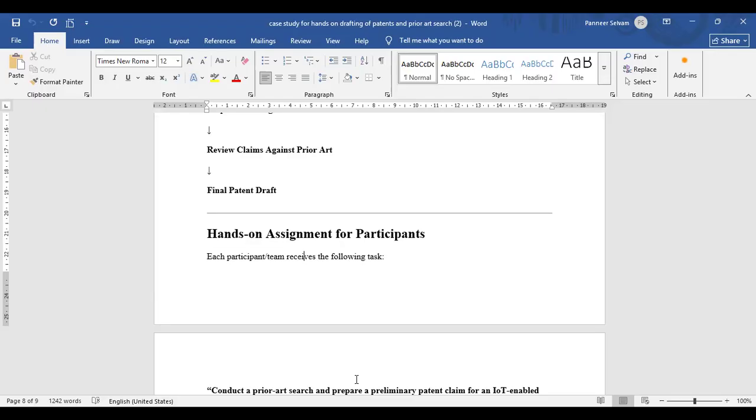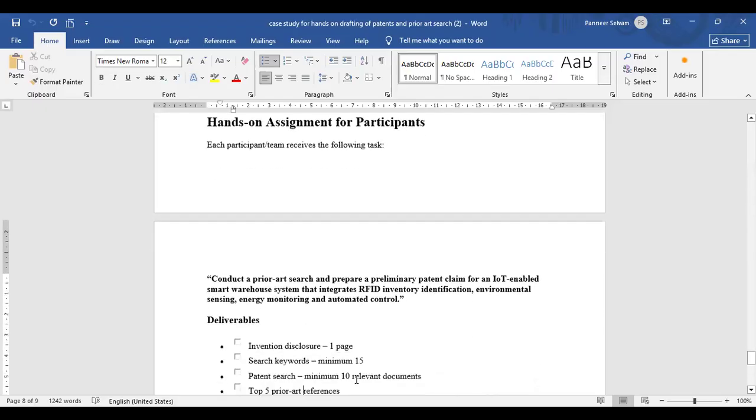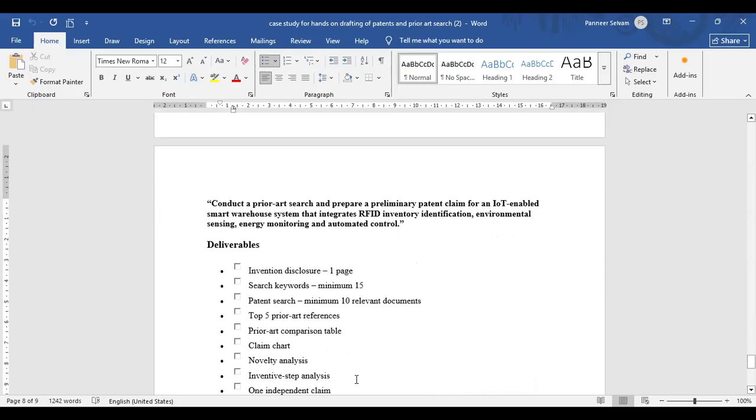Expected deliverables include invention disclosure, a minimum of 15 search keywords, at least 10 relevant patent documents, the top 5 prior art references, prior art comparison table, claim chart, novelty analysis, inventive step analysis, one independent claim, 5 dependent claims, brief patent description, one system architecture diagram, and finally patentability assessment.